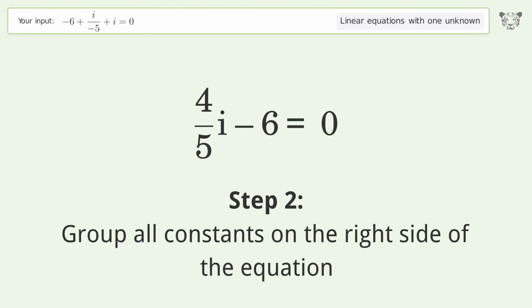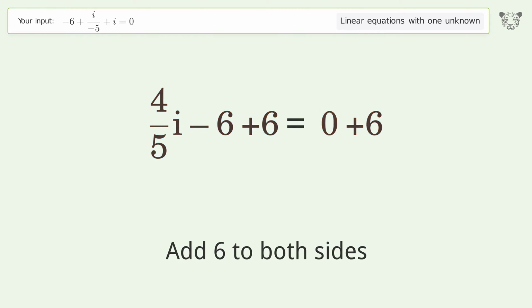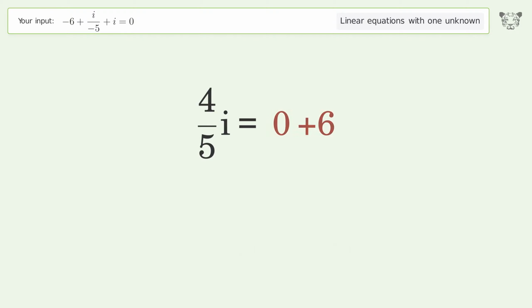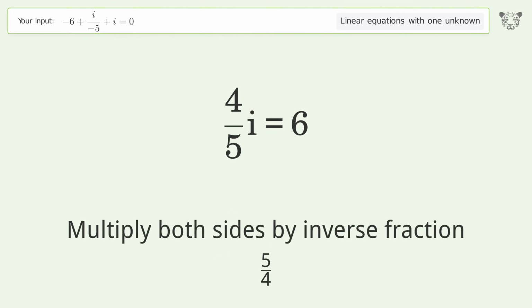Group all constants on the right side of the equation. Add 6 to both sides. Simplify the arithmetic. Isolate the I. Multiply both sides by inverse fraction 5/4.